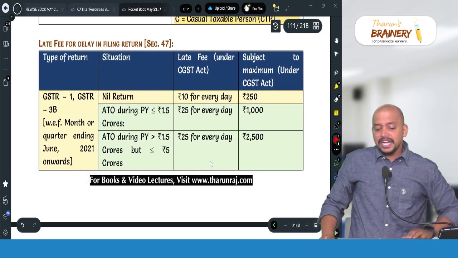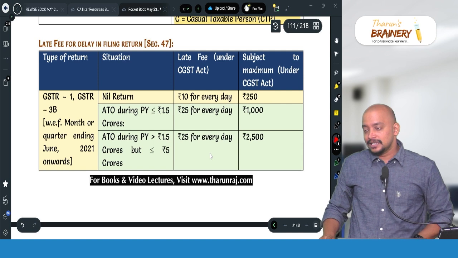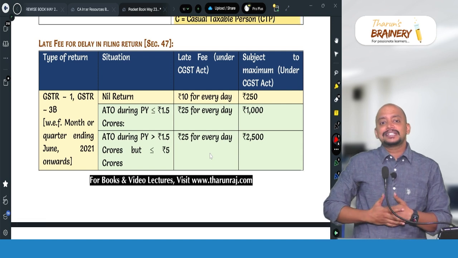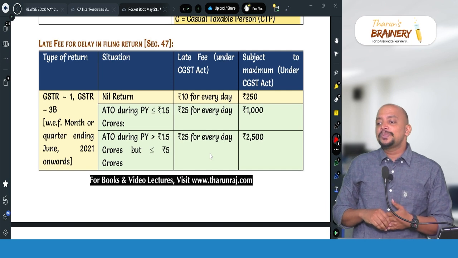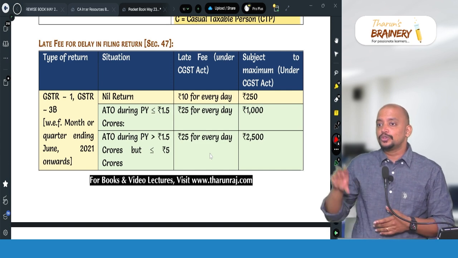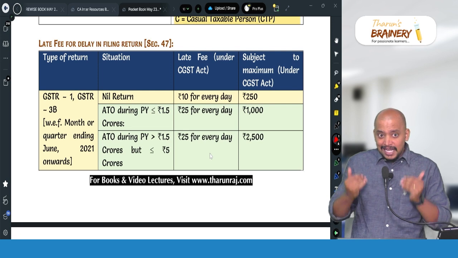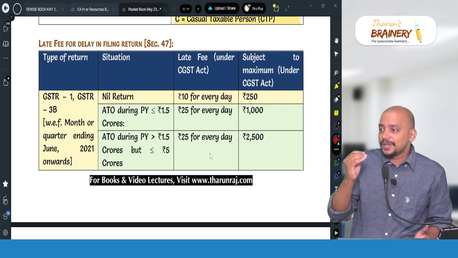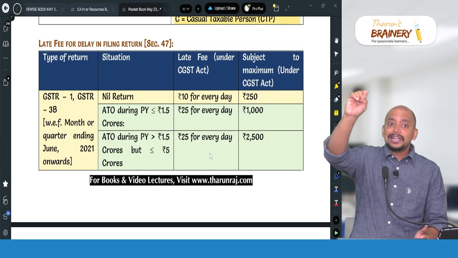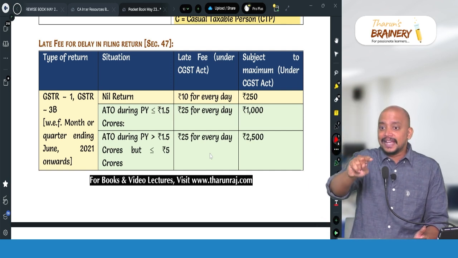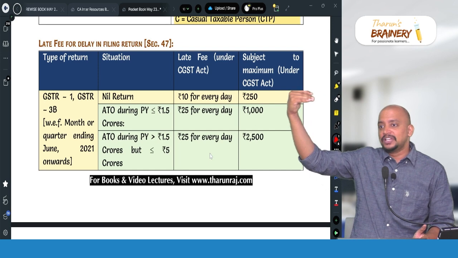Then late fee for delay in filing return. So this late fee for GSTR 1 and GSTR 3B, if it is nil return, 10 rupees per day subject to maximum 250 rupees. If it is other than nil return, 25 rupees per day, but subject to maximum will change. If the aggregate turnover during previous year exceeds 5 crores, then the maximum will be 5,000.